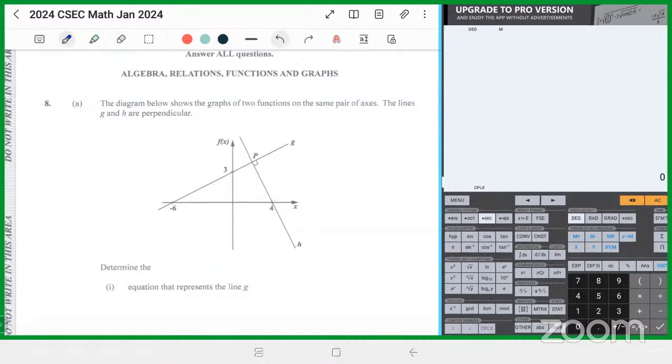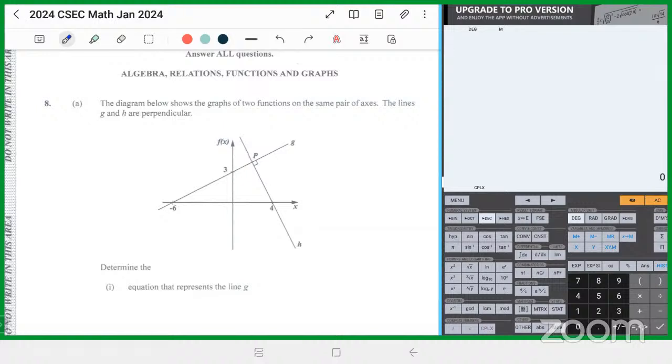See those lines are coordinate geometry, and I like these questions where they give you the graph, because a lot of the time we don't need to calculate when the graph is shown. We can count off, for example, the gradient, and we can see the y-axis intercept, and so on. So the question said, the diagram below shows the graph of two functions on the same axis. The lines G and H are perpendicular.